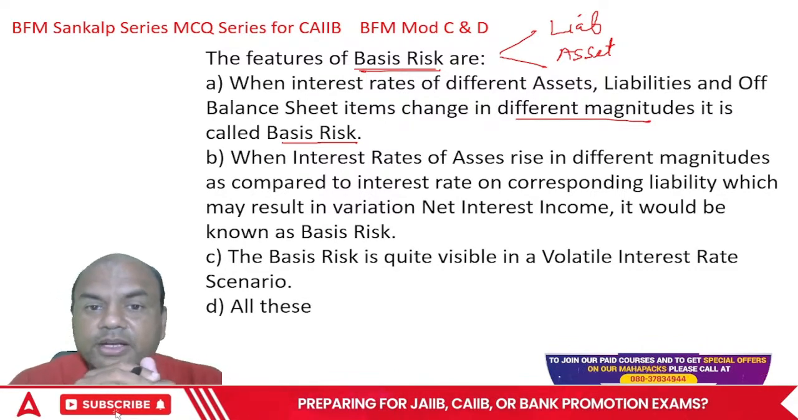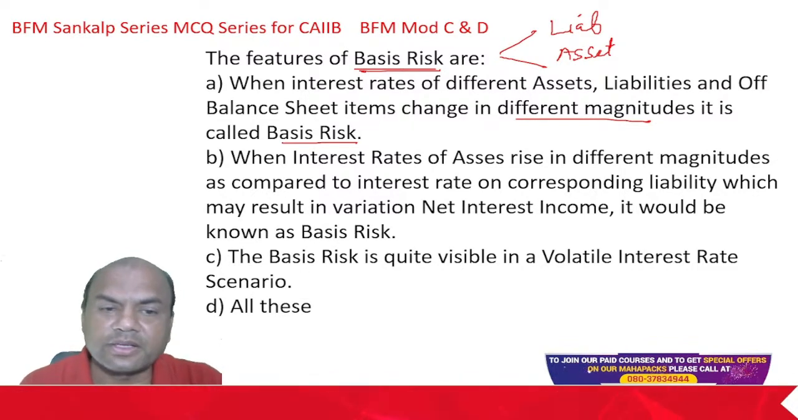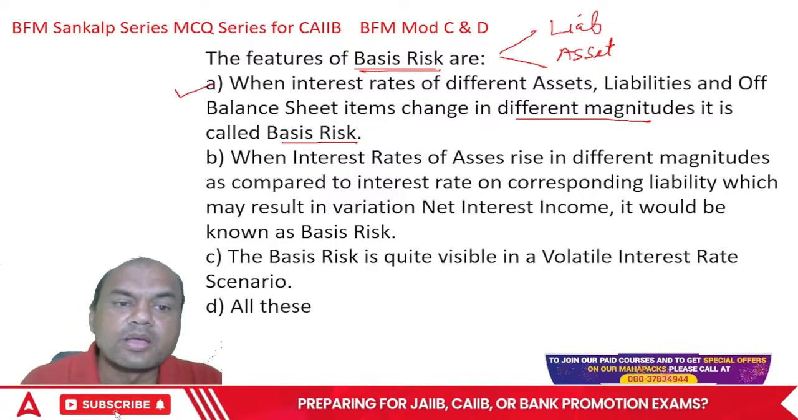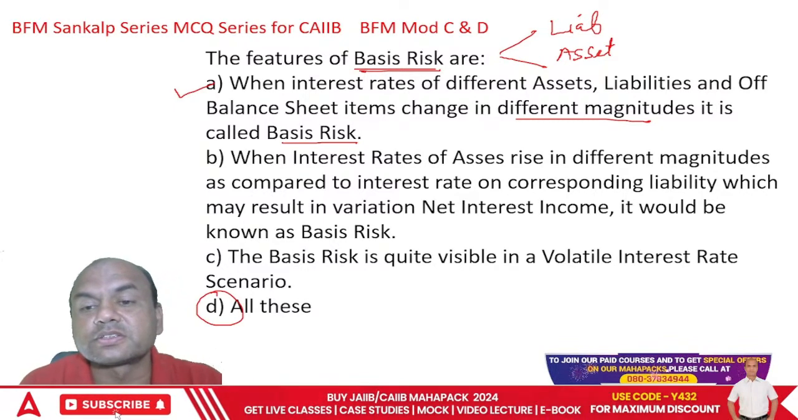Type yes if you feel A is the correct answer. Interest rates of different assets, liabilities and all these. Okay? So A is correct. But there is the option called all of these. So that we'll have to check now. All of these means I'll have to check B and C also.